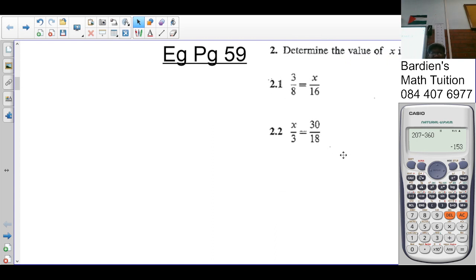So it says, determine the value of x in. So write the sum down. This is the example on page 59. Determine the value of x in.